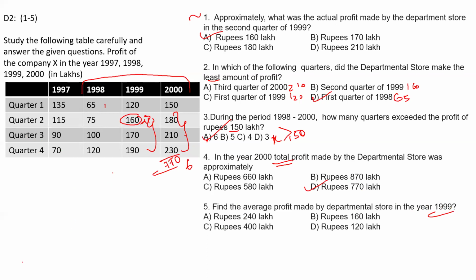Next, finding out the average profit made by the department store in 1999. For the average profit, just total it and divide by 4, right? Total of 1999: 120, 160, 170 and 190. It's 640. So 640 divided by 4, it goes 160. So 160 is the answer.